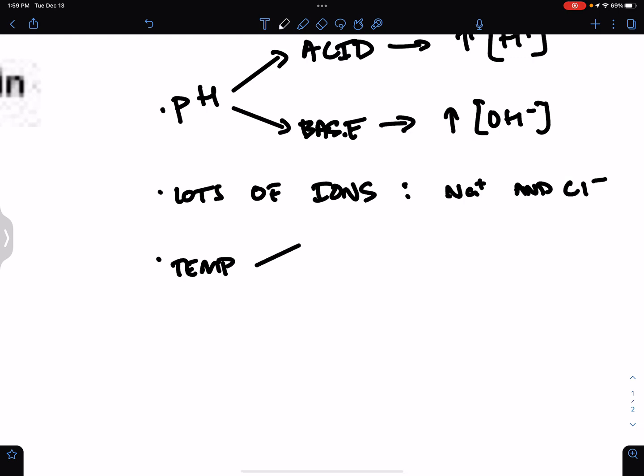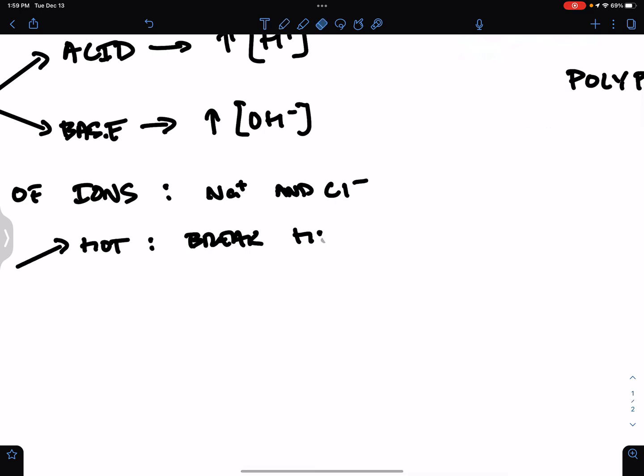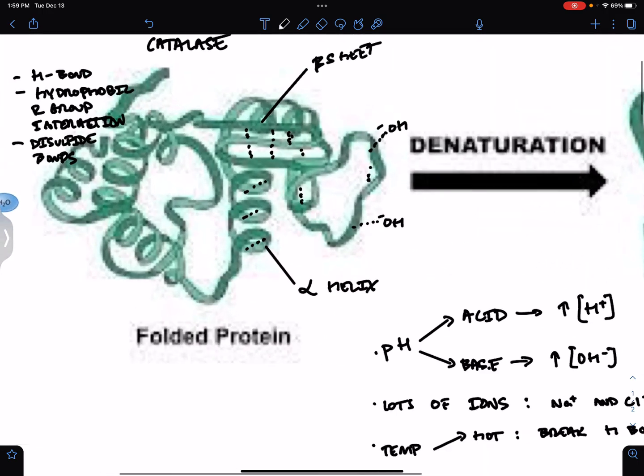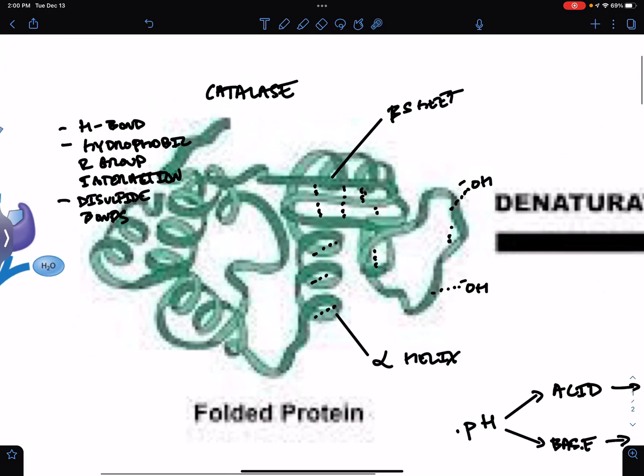So, if a protein gets too hot, this will break the H bonds. So when we heated up the catalase, when I boiled the liver, what happened was all of these H bonds that are holding the structure together, they broke.